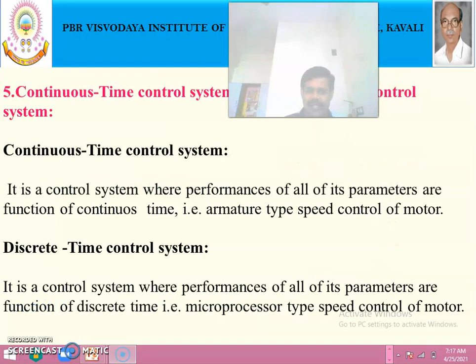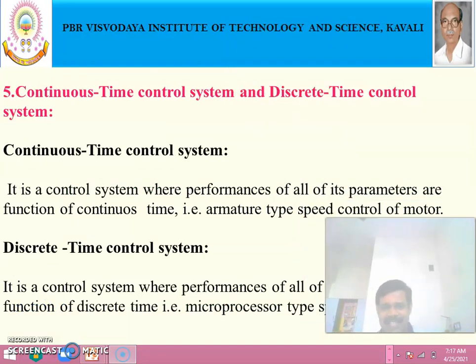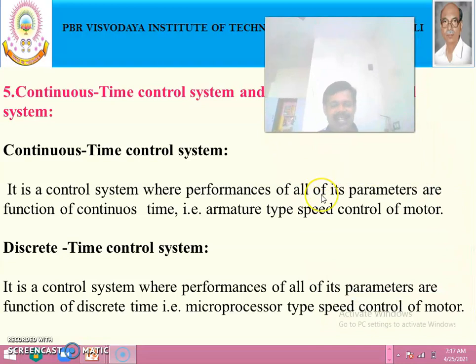Next classification is continuous time control system and discrete time control system. A continuous time control system is a control system where the performance of all its parameters are functions of time. An example is armature type speed control of a motor. A discrete time control system is a control system where the performance of all its parameters are functions of discrete time. An example of a discrete time control system is microprocessor type speed control of a motor.